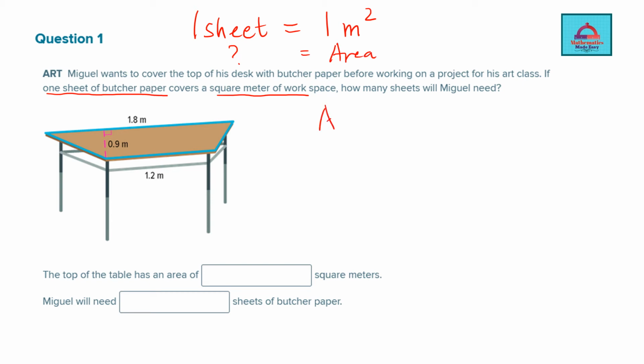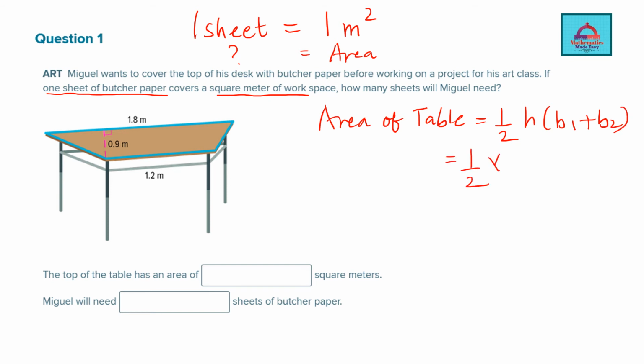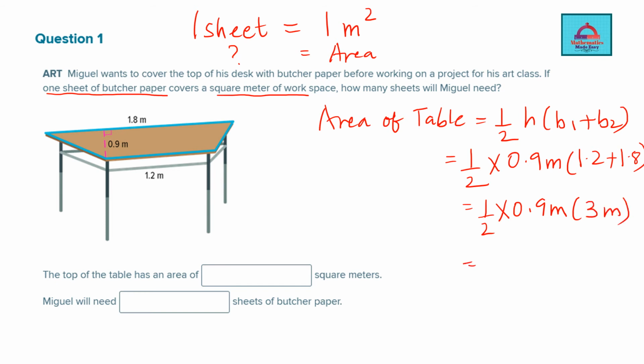So you need to first find the area of the table. That's in the shape of a trapezoid. I hope you can see. So h times (b1 plus b2) divided by 2. How much is the height? Height is given, 0.9 meters. One base is 1.2, another is 1.8. So add them both. This becomes 1/2 times 0.9 times 3 meters.